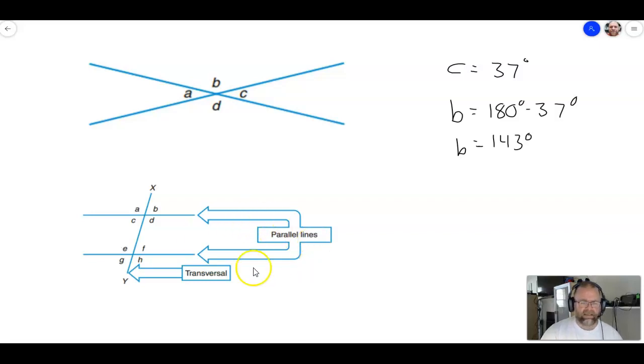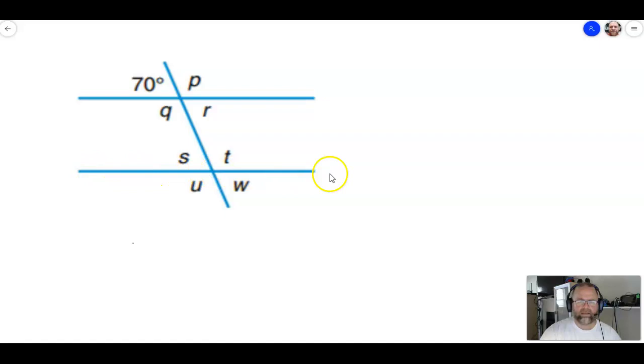Let's take a look at an example using the idea of corresponding angles, alternate interior angles, vertical angles, and supplementary angles, the ones that add up to 180, and see if we can solve this next one. All right, here we have a set of parallel lines, and then we have a transversal that intersects those two parallel lines. They give us this single angle up here, that this is 70 degrees, and they want us to find all other 7 angles there.